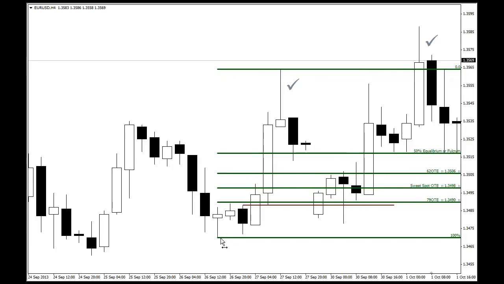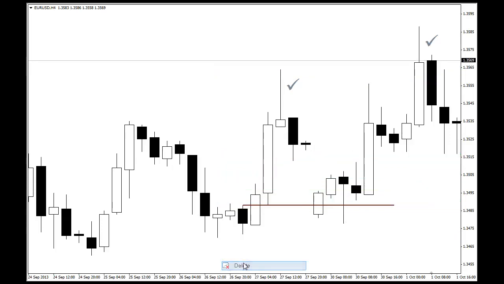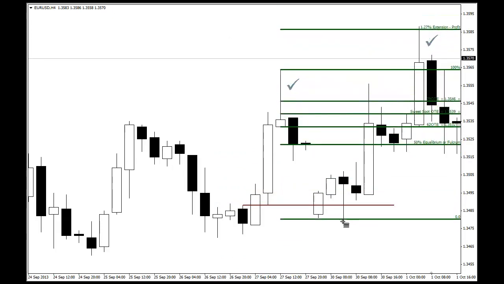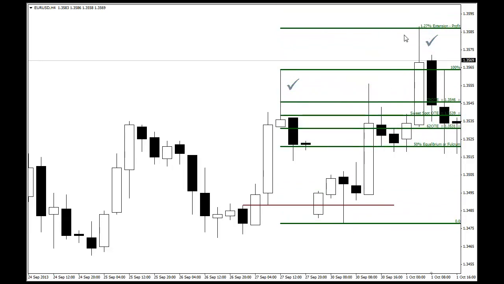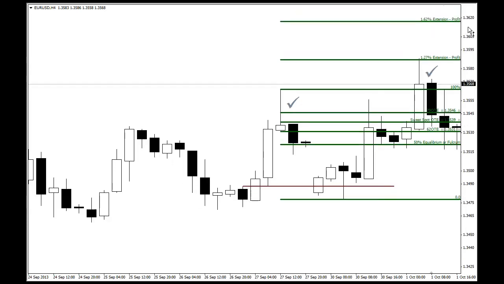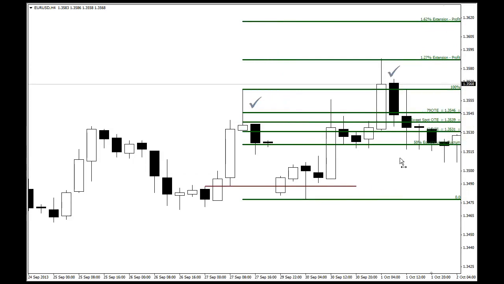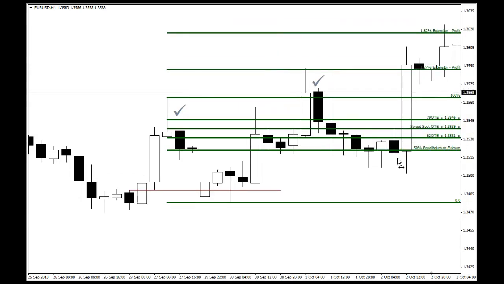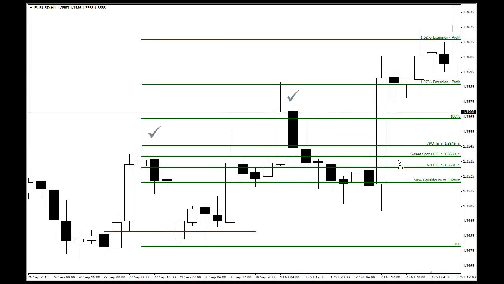Again, looking for upside objectives, you would reverse your fib from the high down to the low. Here's your 127 extension and your 162 up here. You can see it hits it right there.